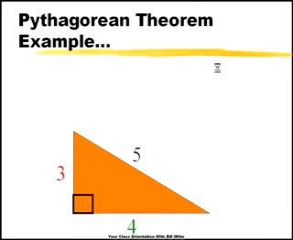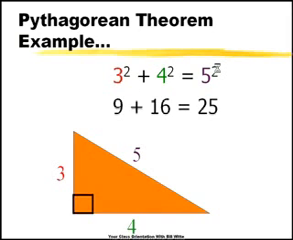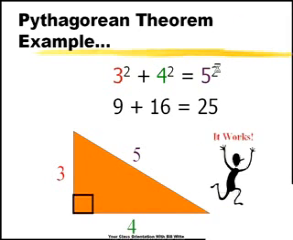For instance, in this triangle, the legs squared, 3 squared plus 4 squared, does it equal 5 squared? Well, 3 squared is 9. 4 squared is 16. Believe it or not, son of a gun, it always works.